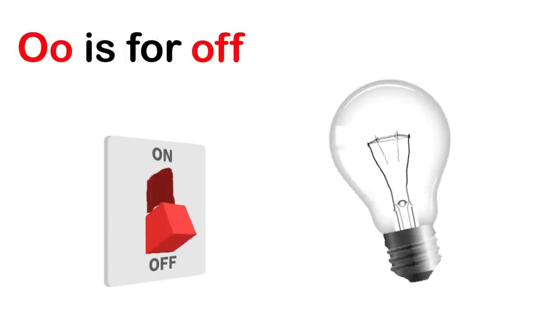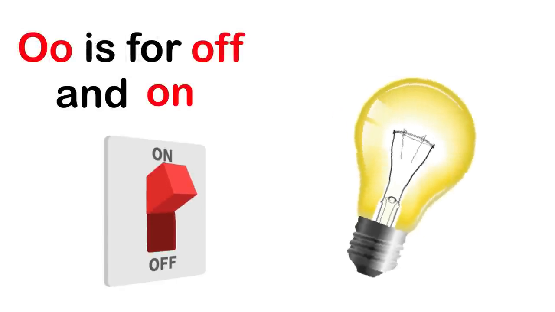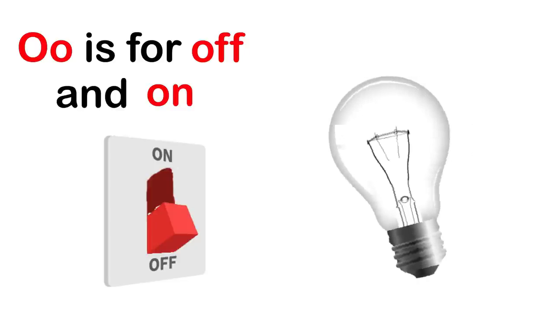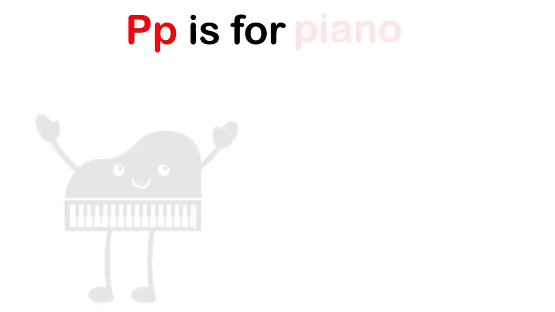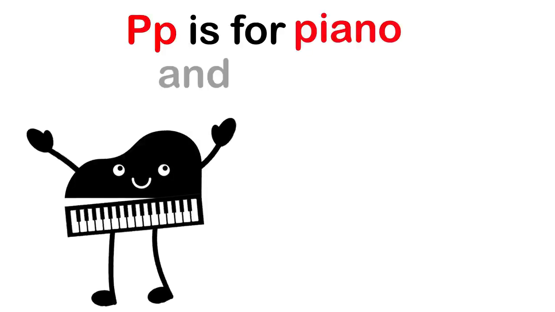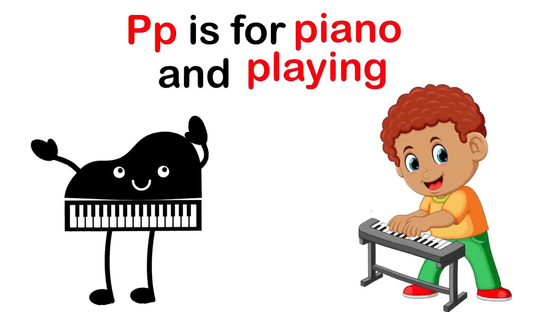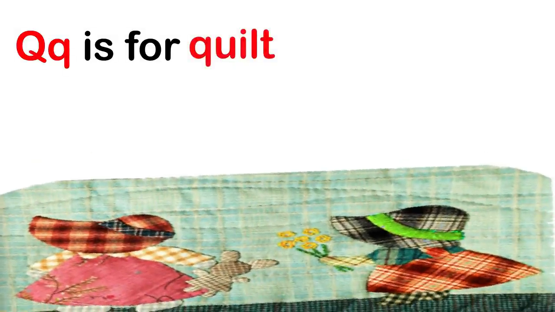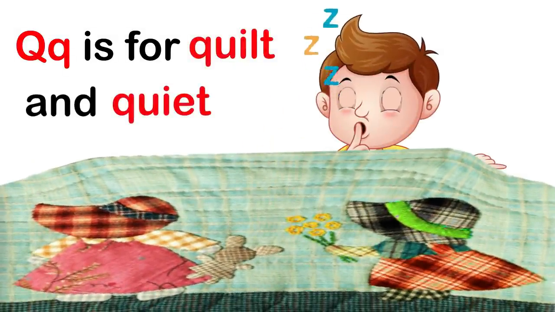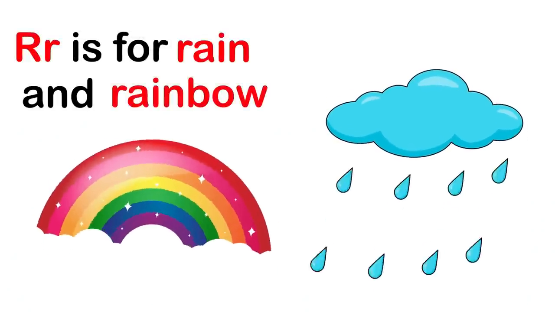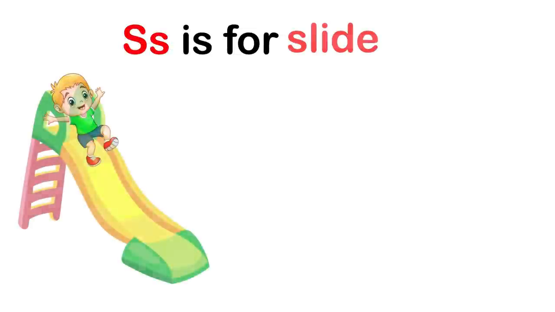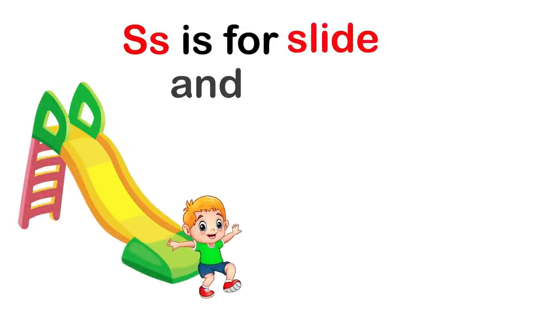Is for off and on. Off. On. P is for piano, and playing piano. Q is for quiet, and quiet. R is for rain and rainbow. S is for slide and sun.